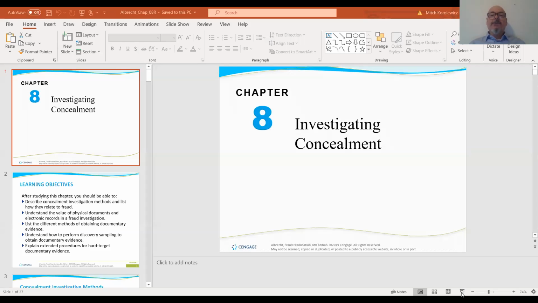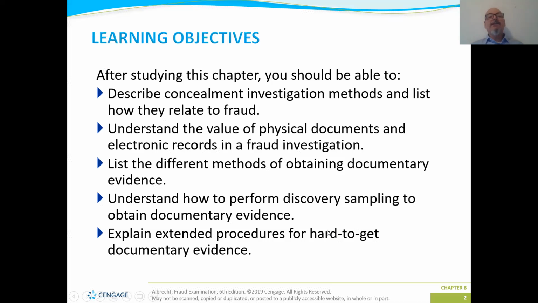How do fraudsters conceal their theft? And I want to go over the objectives for this week. And let me just share the screen with you. Okay, there we go. This week we're going to look at investigating concealment. The learning objectives are, after studying this chapter, you should be able to describe concealment investigation methods and list how they relate to fraud.